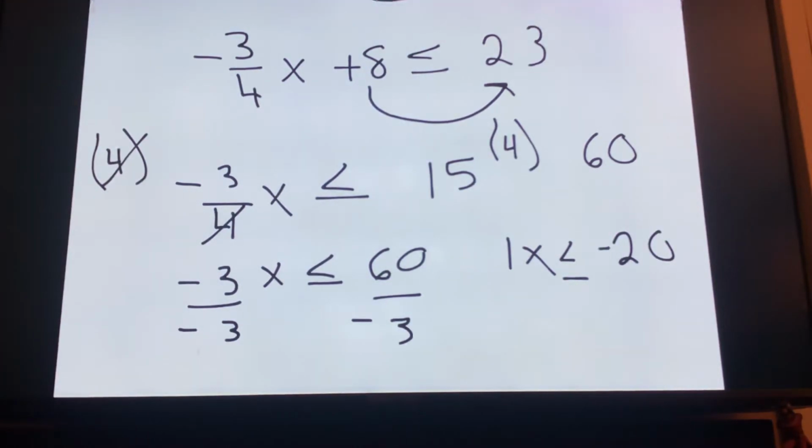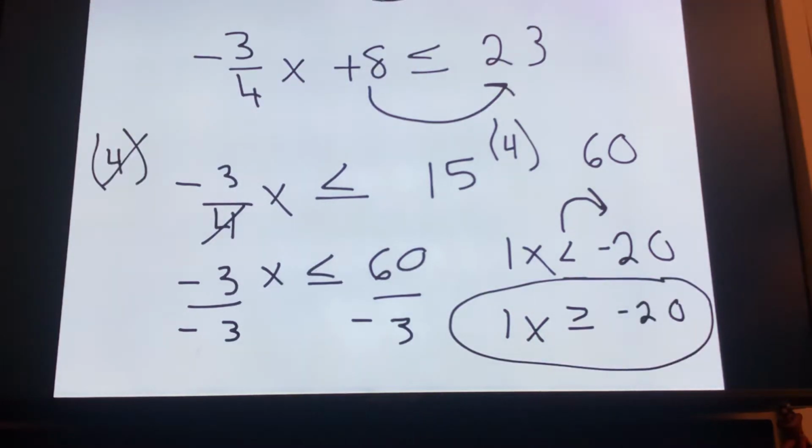Since the inequality changed, that means my sign now has to flip the other way, and that goes back to what we talked about, the reverse sign. So we're taking 1x, and now it becomes greater than or equal to negative 20. Okay?